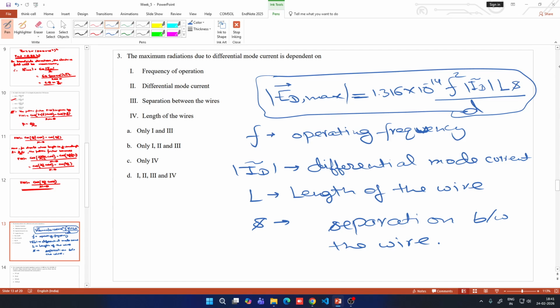We can see it in this equation itself. It depends on frequency of operation, yes. Differential mode current, yes. Separation between the wires, meaning this S, yes, it depends on that, and also on the length of the wire. So the correct option will be option D. So this is the solution for question number 3. I hope everybody understood it.